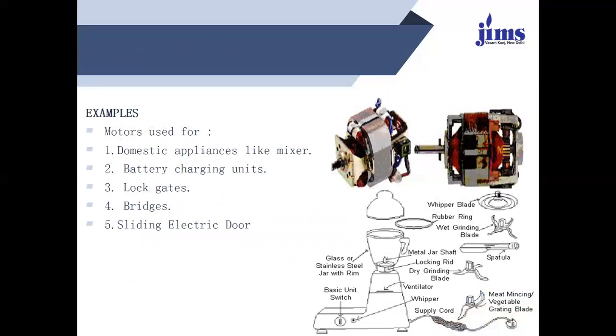These are some examples of this type of motor. First are domestic appliances like the mixer grinder, second is battery charging units, the third is lock gates, the fourth is bridges, and the fifth is sliding electric doors. So this is the structure where there is a domestic mixer. One is the battery charging unit, and another is the lock gates units or the sliding electric doors units, as examples of this type of machine.